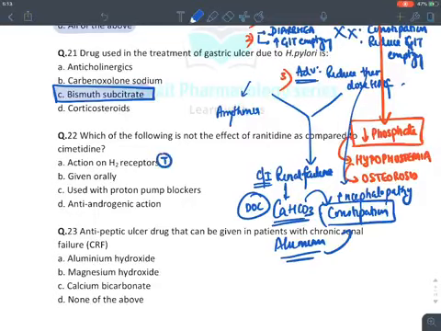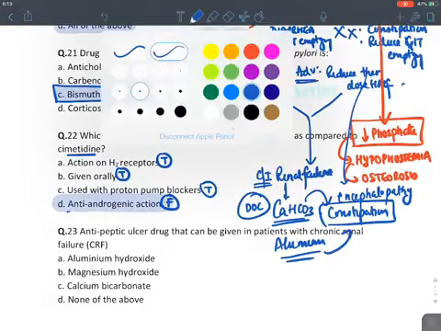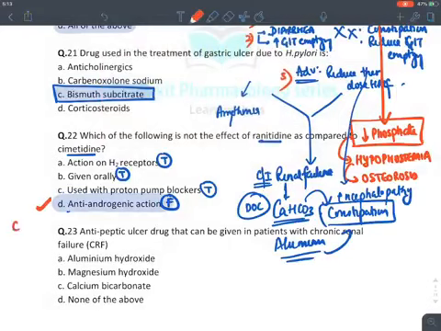They both are H2 blockers. They are given orally, absolutely true. They can be used along with proton pump blockers. Yes, you can combine them. Ranitidine and cimetidine, they both have anti-androgenic effect. The answer is absolutely false. Anti-androgenic effect is only and only seen with cimetidine. It is not seen with ranitidine or any other H2 blocker.